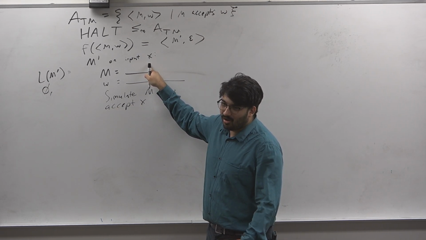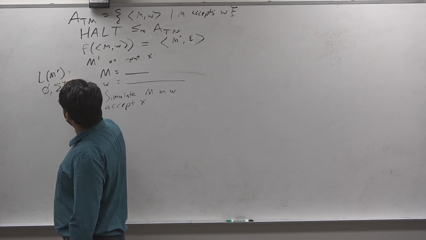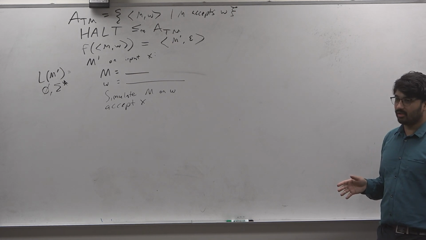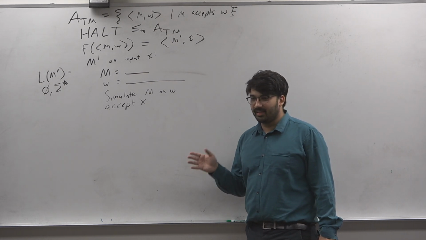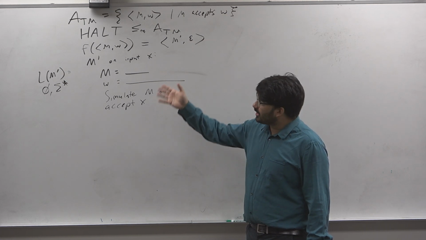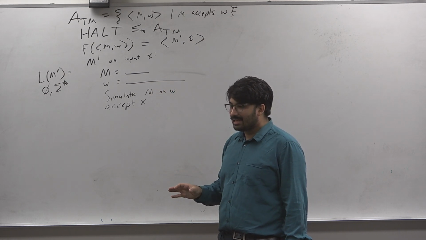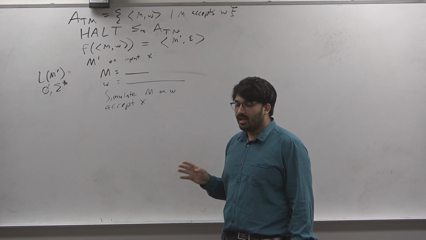So we just accept all inputs. So in fact, this is going to be sigma star. The language of M prime is one of those two things, but which one it is depends upon M and W. We don't actually know what M prime's behavior is. So this is the thing: we can link behaviors of machines without knowing what the actual behaviors are. And that's the point of every reduction.